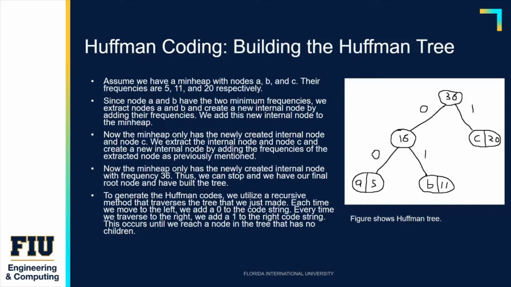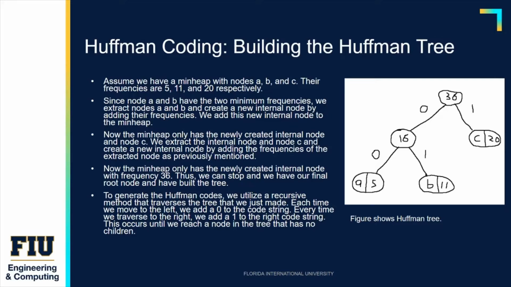Now we're going to focus on building the Huffman tree. The figure to the right shows a Huffman tree that has been built, and I'll explain more on it right now. Assume we have a min heap with nodes A, B, and C, and their frequencies are 5, 11, and 20 respectively, which means that node A was visited 5 times, node B was visited 11 times, and node C was visited 20 times through the path of a random walker.